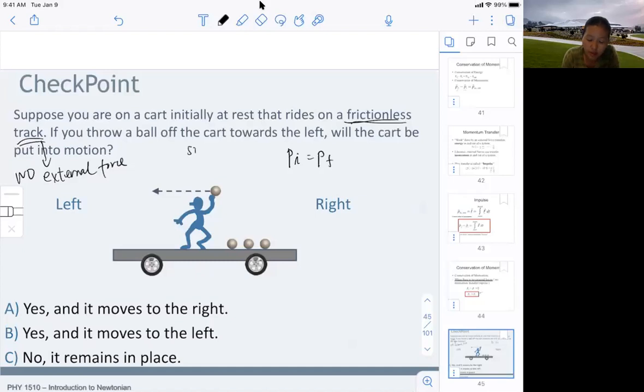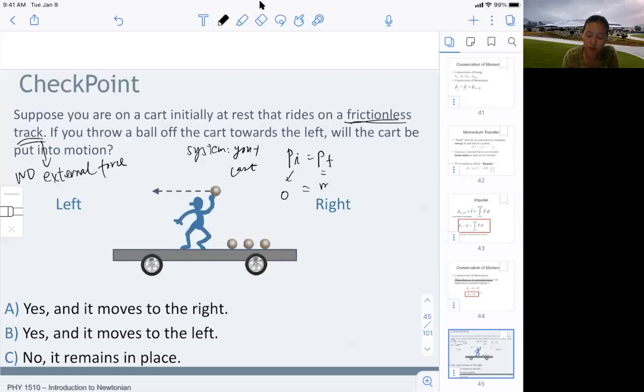So now the system is you and the cart, which initially is at rest. So there's no momentum, zero momentum. Finally, if you throw a ball to the left, now part of the system is going to have a momentum, right? Mass times velocity of the ball. But your entire momentum should still remain zero. In order to balance the momentum to the left, you need momentum to the right.